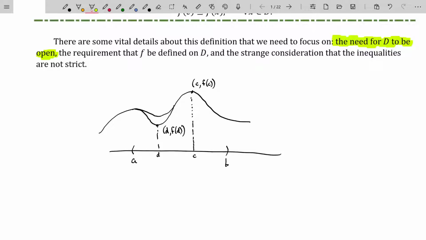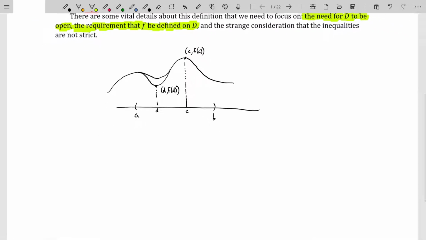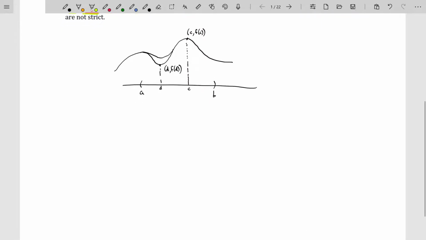And part of that definition is that f is defined on that open interval. So what does that mean? What are the ramifications of that statement? Well, the ramifications of that statement are things like this. So let's suppose that we have an interval, again, from A to B.